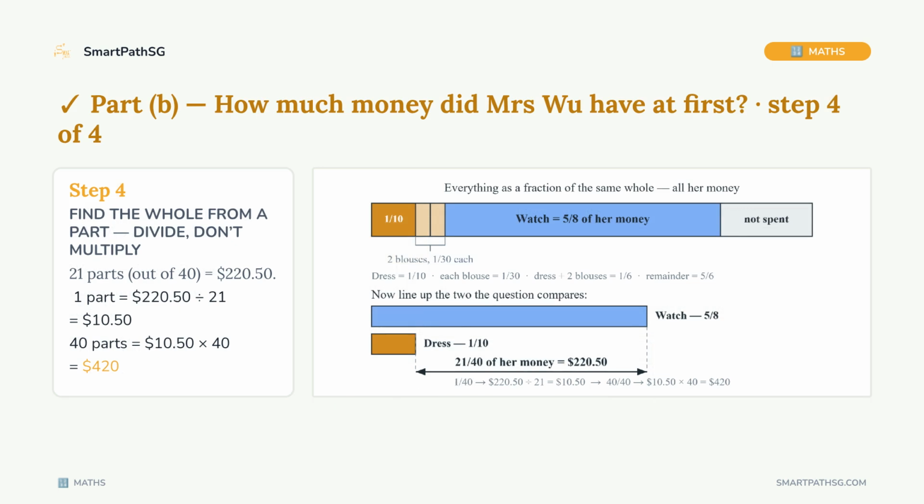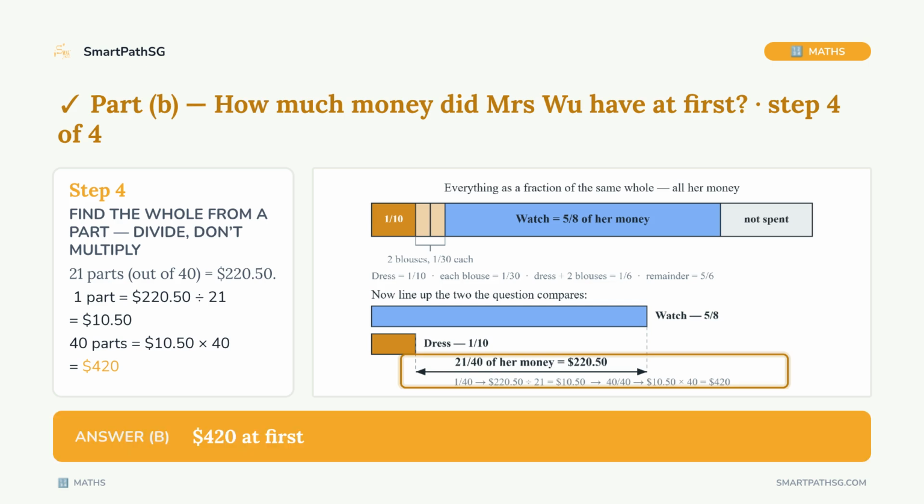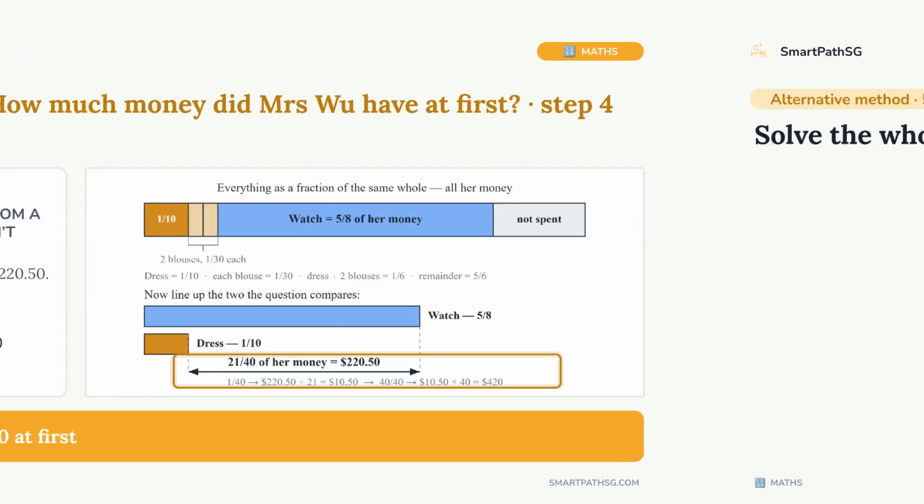Final step, find the whole from a part. $220.50 divided by 21/40 equals $220.50 times 40/21 equals $420. Answer B is, Mrs. Wu had $420 at first.